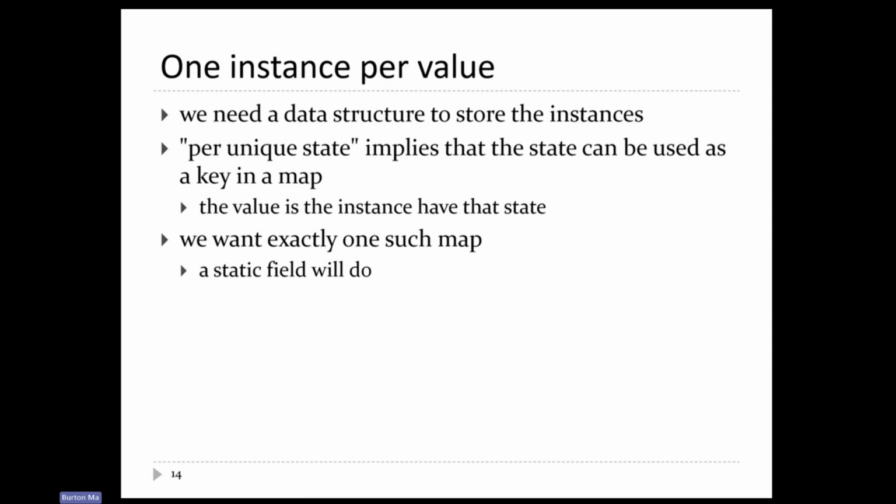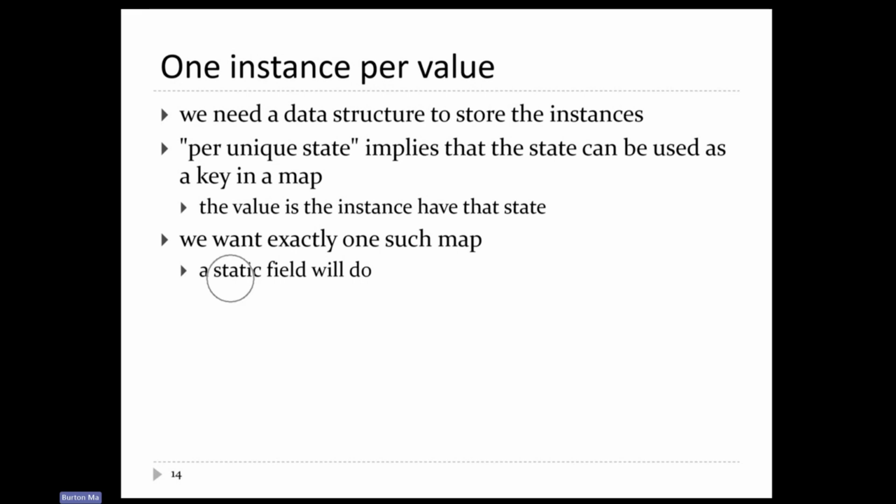Maps map a key to a value, where all the keys are unique. So if we use our state for our key, we can make a map. Our map is going to manage all of the individual objects. Each entry in the map is the state mapped to a particular object that represents that state. Now, you only want one of these maps. You don't want multiple maps containing multiple mappings from state to object. You want exactly one of these, and we know how to do that. We can just make a static field.